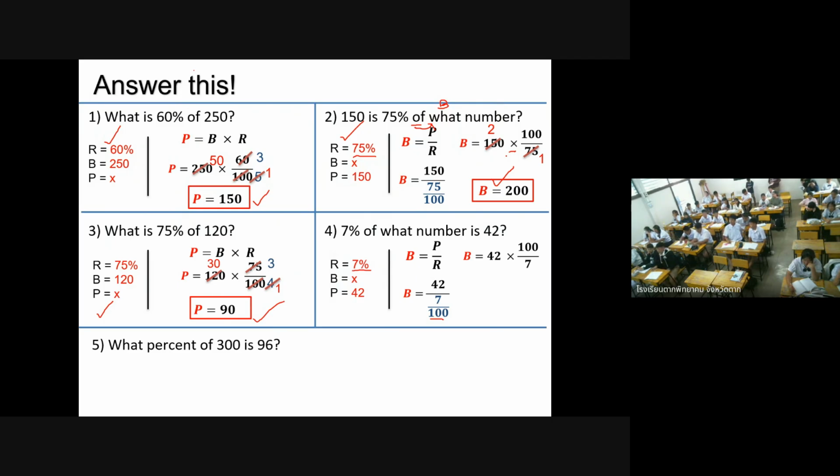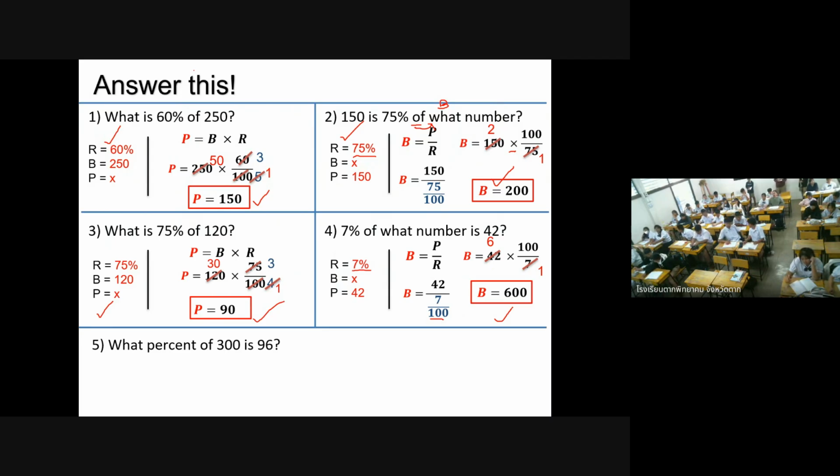I'll simplify 42 and 7. This is 6 and this is 1. What is 6 times 100? That would be 600. Yes. So with the question, 7% of what number is 42? The answer is 600.